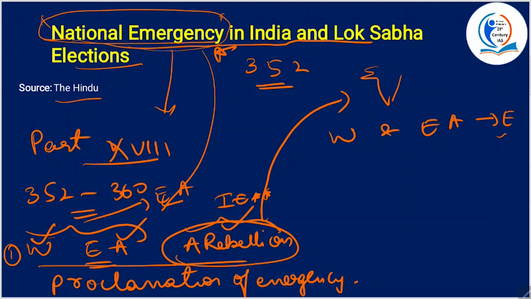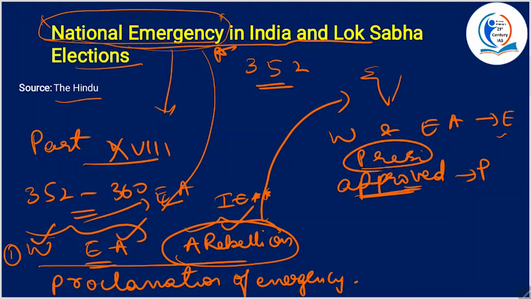Who can proclaim the emergency? The President can declare it, and the proclamation of emergency must be approved by both Houses of Parliament within 1 month from the date of its issue. And who can revoke? The proclamation of emergency may be revoked by the President at any time by a subsequent proclamation, and such a proclamation does not require parliamentary approval. That is one point.